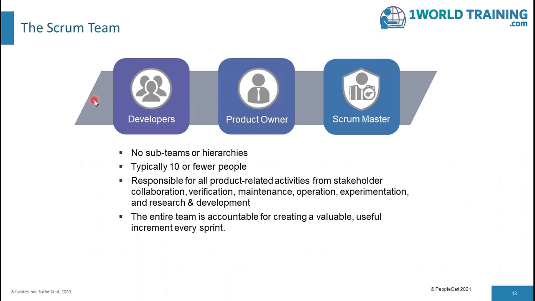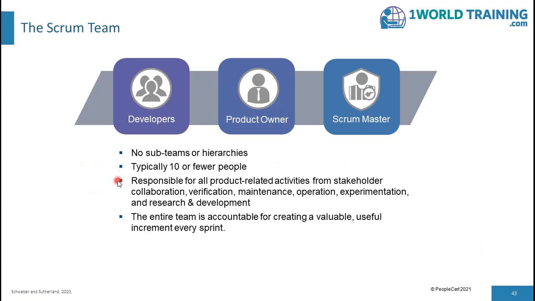We first look at the Scrum Team, which is the developers, the product owner, and the Scrum Master. There are no sub-teams or other hierarchies. There are only 3 accountabilities. Typically, the Scrum Team will have 10 or fewer people.